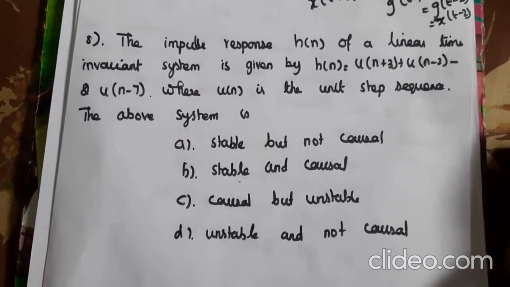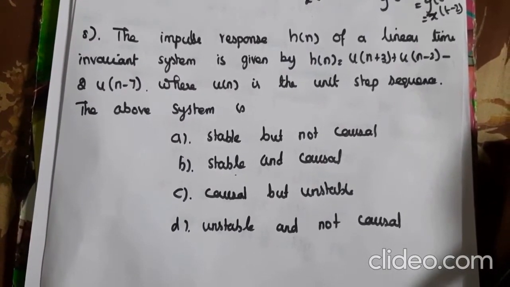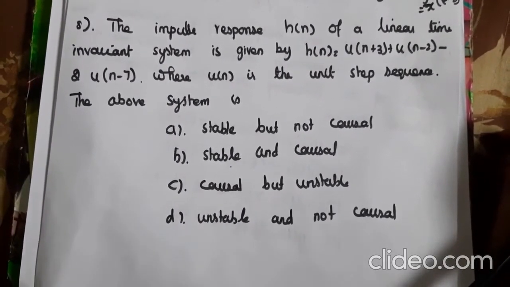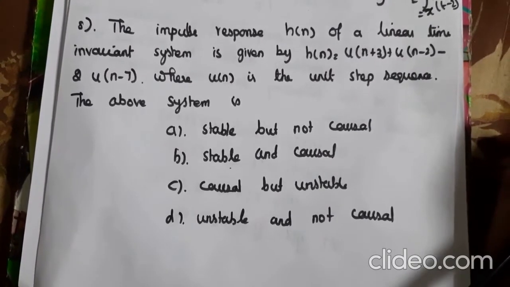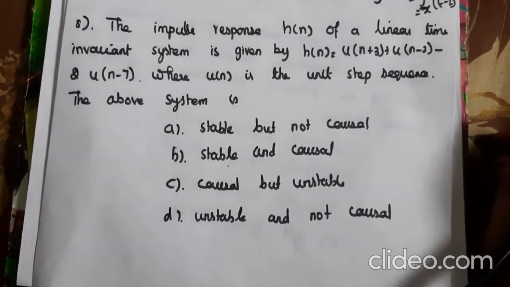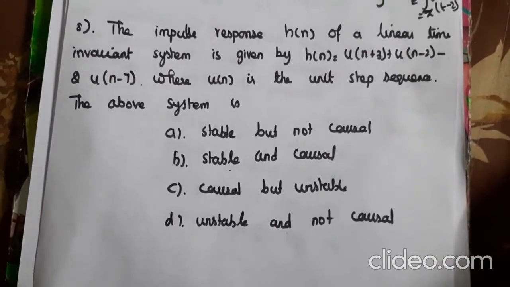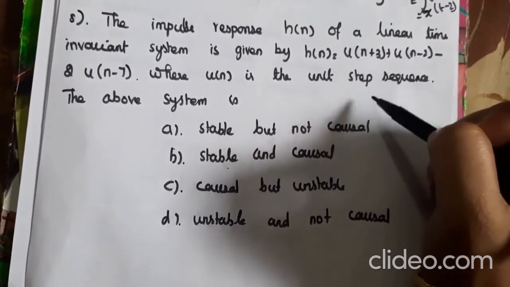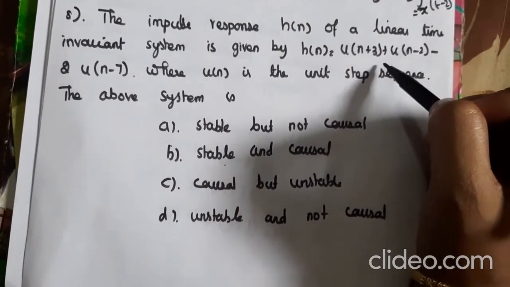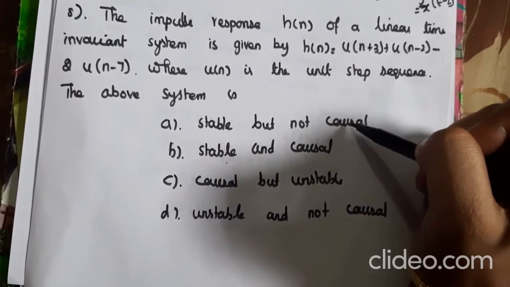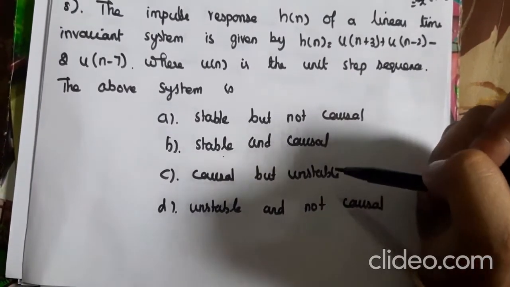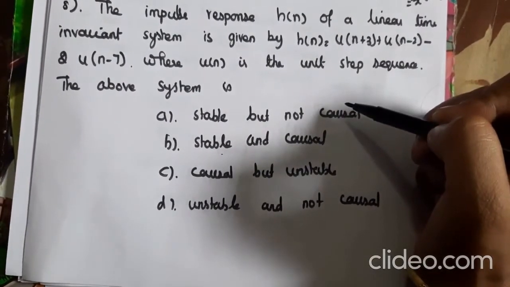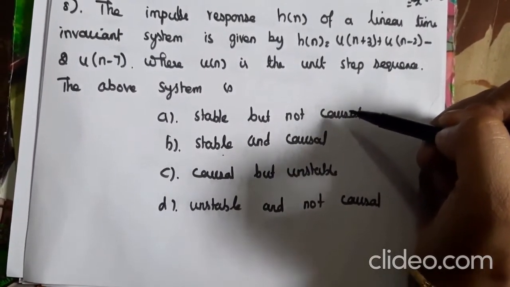Eighth question, the impulse response h of n of the linear time invariant system is given by h of n is equal to u of n plus 3 plus u of n minus 2 minus 2 into u of n minus 7, where u of n is the unit step sequence. The above system is. By seeing this equation itself, h of n is dependent on future value, so the system is non-causal. So this is not a causal system. So maybe A and D are the candidate answers.